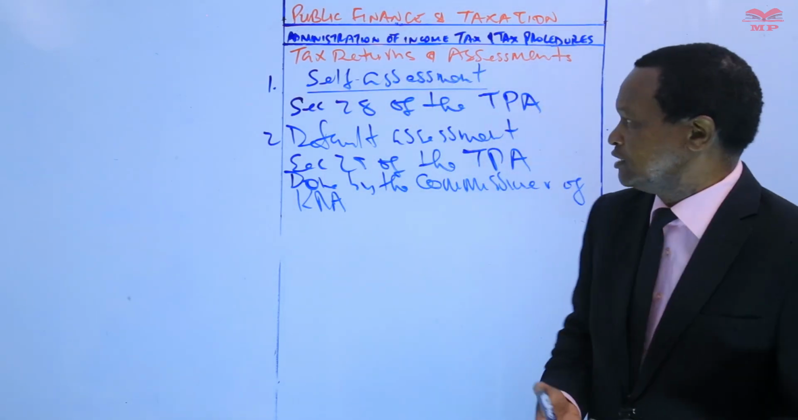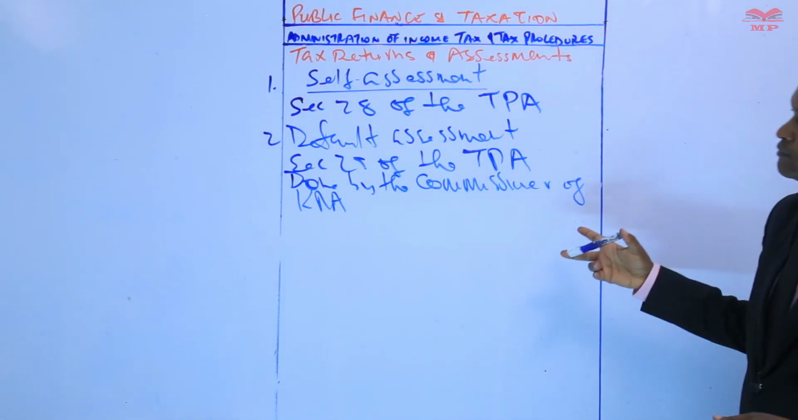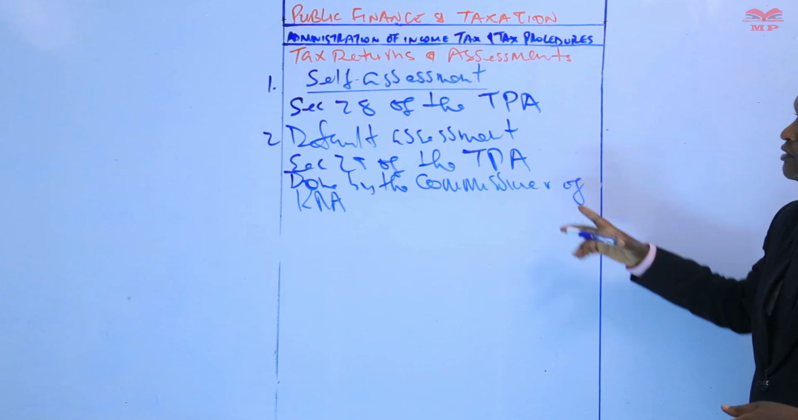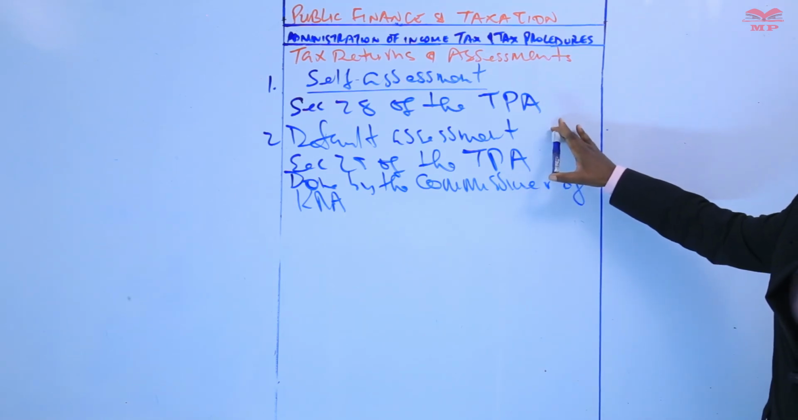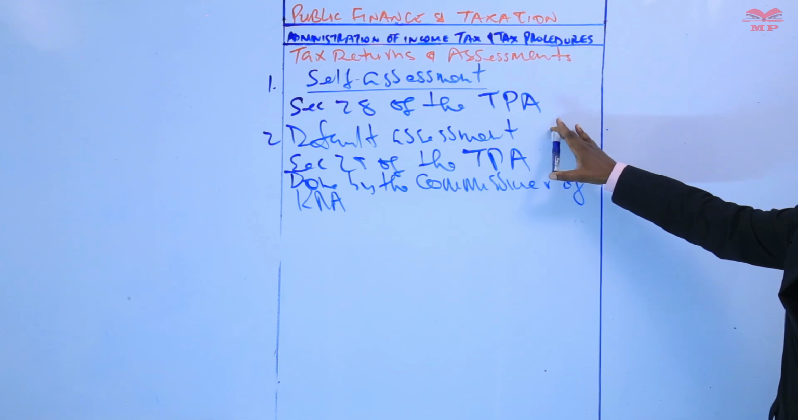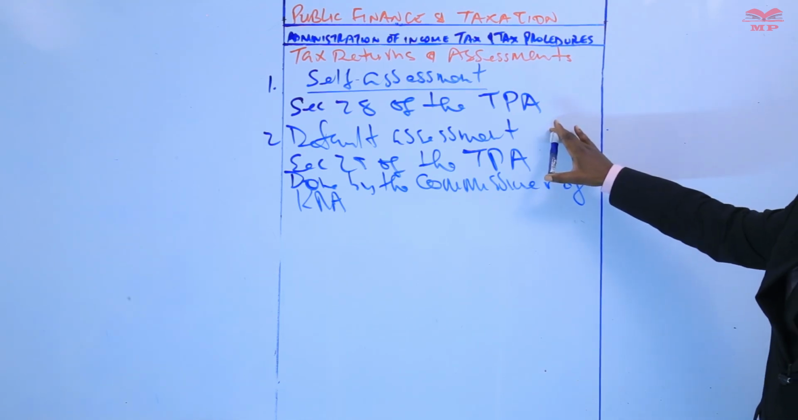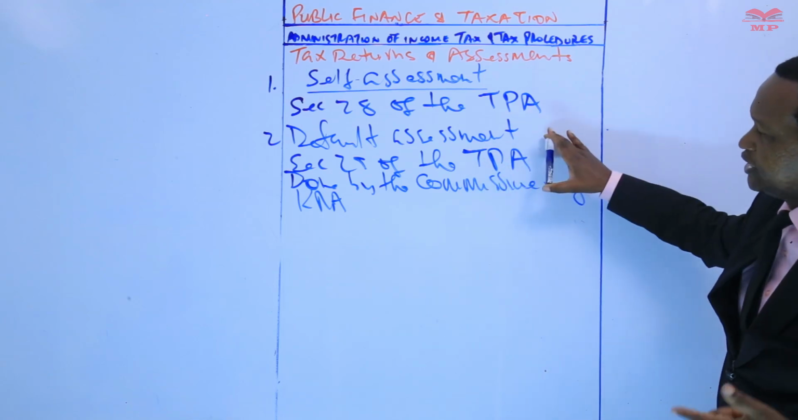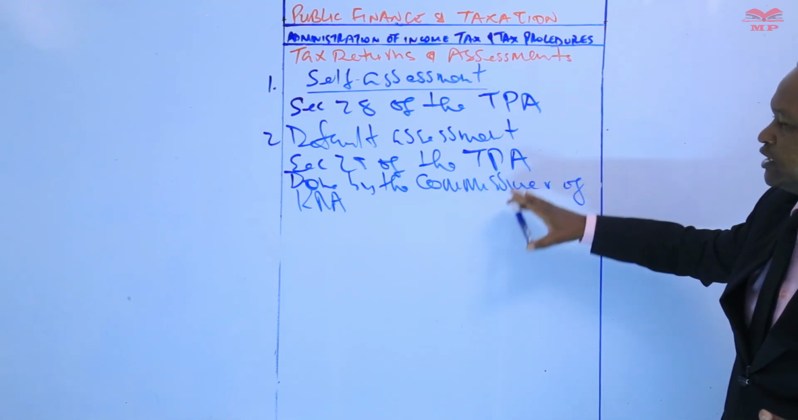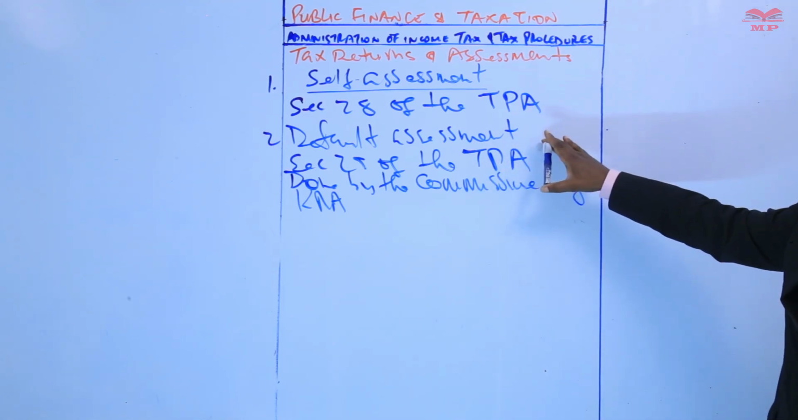We're saying that those are the implications. It may lead to a higher tax liability because the commissioner may not factor in all the deductions or reliefs when carrying out a default assessment.